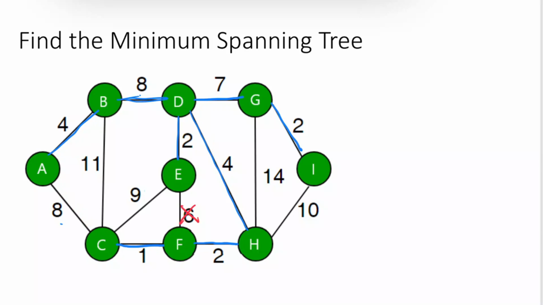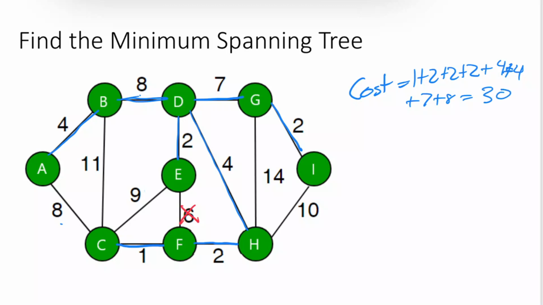And I'll just choose this top one, but you could have chosen the other one and that would be fine as well. And at this point, all of the vertices are connected to each other. And so that means that I've got a spanning tree because I've connected all of the vertices together. And the cost of this minimum spanning tree would be 1 plus 2 plus 2 plus 2 plus 4 plus 4 plus 7 plus 8. And that would equal 30. And so the cost of this minimum spanning tree would be 30.